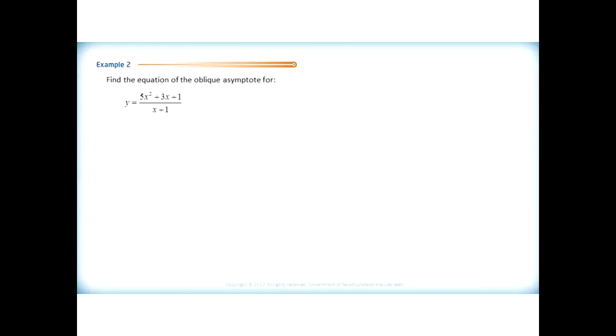Here's our second example. It says find the equation of the oblique asymptote for this. So basically the same idea. We'll take -1 as our potential root, which we know is not really a root here. We're going to take 5, 3, and 1 as our coefficients. And we're going to drop the 5 and multiply by the -1 to give us a -5 here. Then we add those together. Then we multiply by -1 again to give us a +2. Add those together, and we get a 3 for our remainder.